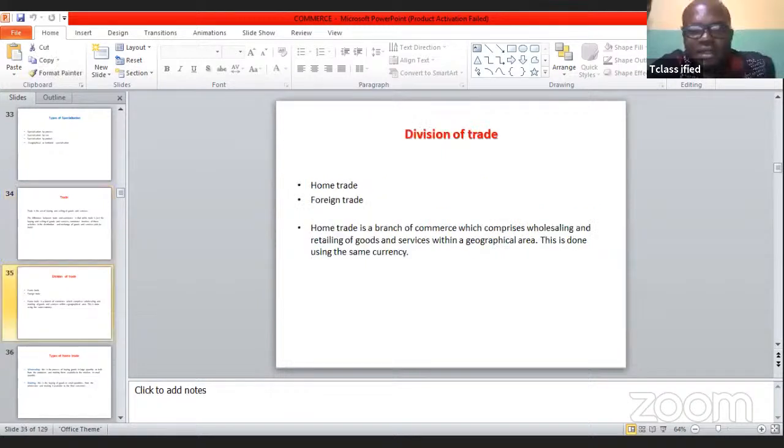Now we have two major divisions of trade. We have what we call the home trade and the foreign trade. Home trade is a branch of commerce which comprises wholesaling and retailing of goods and services within a geographical area. This is done using the same currency. So home trade is done using one currency within the same geographical area.